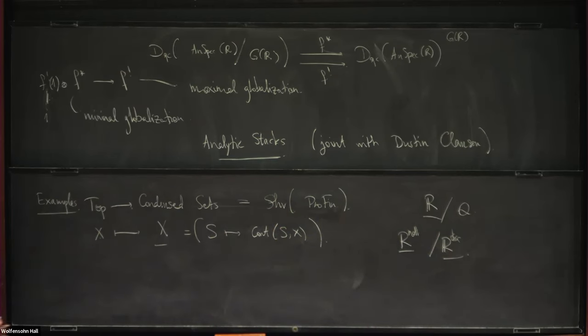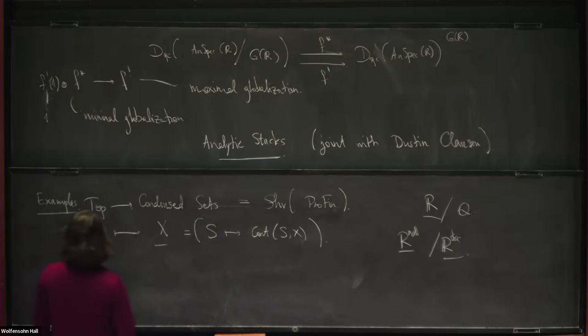Then classically, this is just a point. But as a condensed abelian group, this is somehow still the thing that sends a profinite set S to the continuous maps to R, modulo the locally constant maps. And it is still non-trivial. And so because of this, you can take these quotients in an interesting way. This is what makes it possible that condensed abelian groups are in an abelian category.